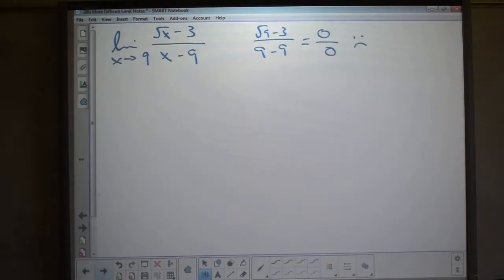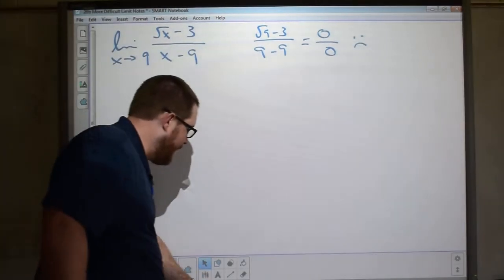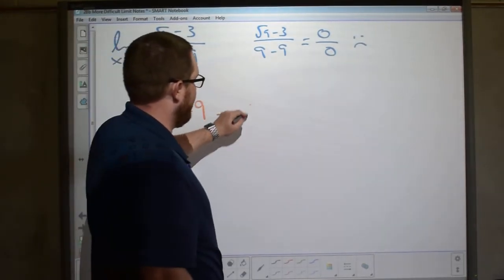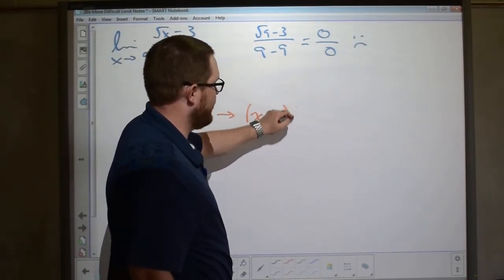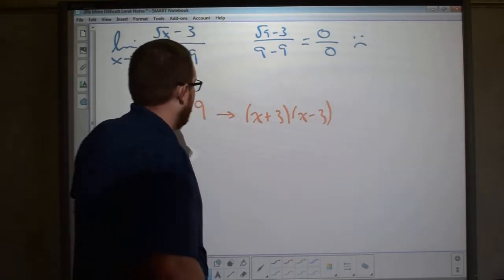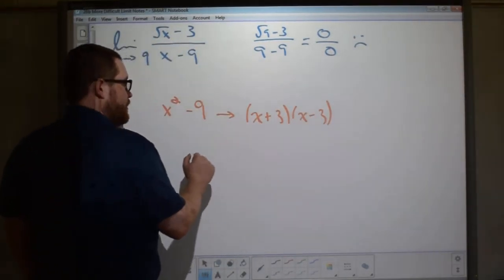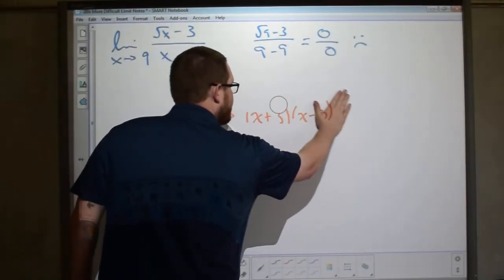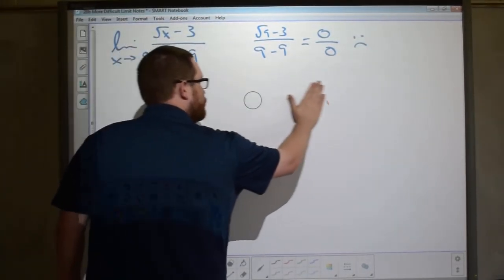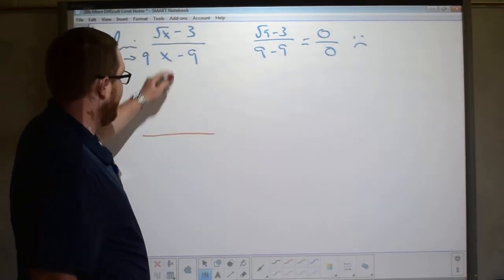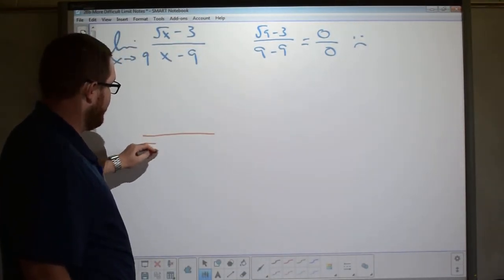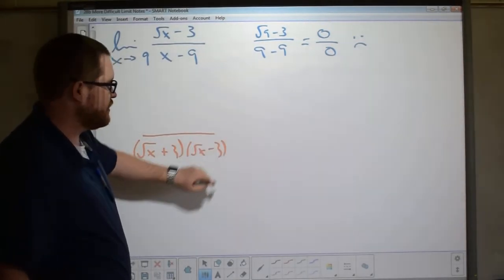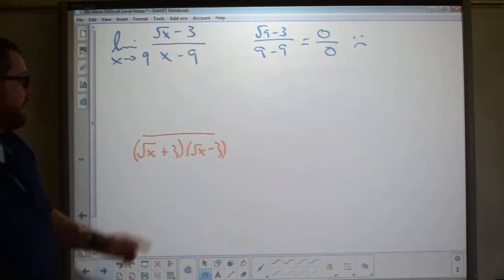So, if this was x squared minus 9, you would factor as x plus 3 and x minus 3. How did you get the x and the 3? Well, you just took the square root of each side. Using that same logic, I can treat x minus 9 as the square root of x plus 3 and the square root of x minus 3. It's the same pattern. Double check it if you want to.